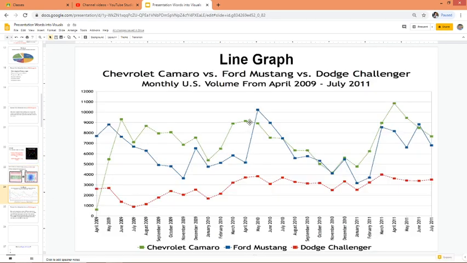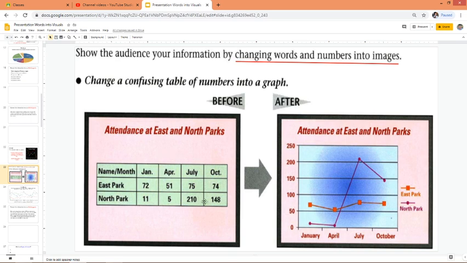This line graph shows the sales of 3 types of cars. The green line is a Chevrolet Camaro. The blue is a Ford Mustang. The red is a Dodge Challenger. And it shows the monthly U.S. sales in the United States from April 2009 to July 2011. So here it's clear to see the sales of these cars per month using a line graph, as opposed to if it was all in a chart like this right here.